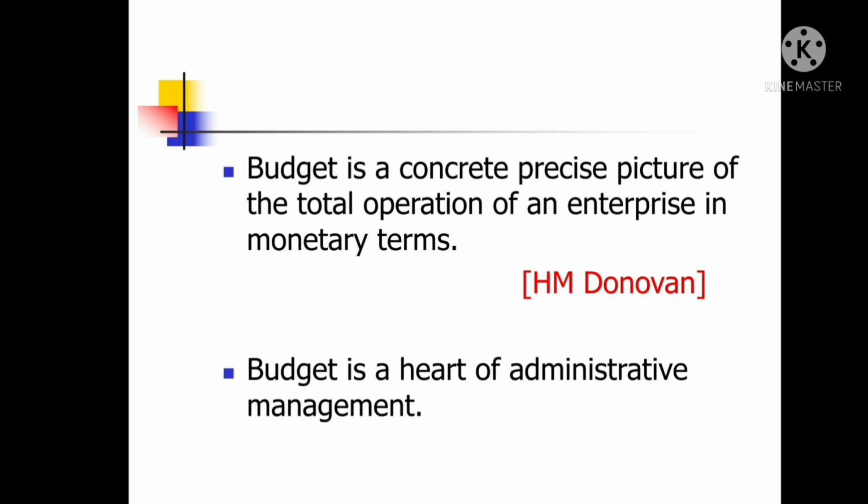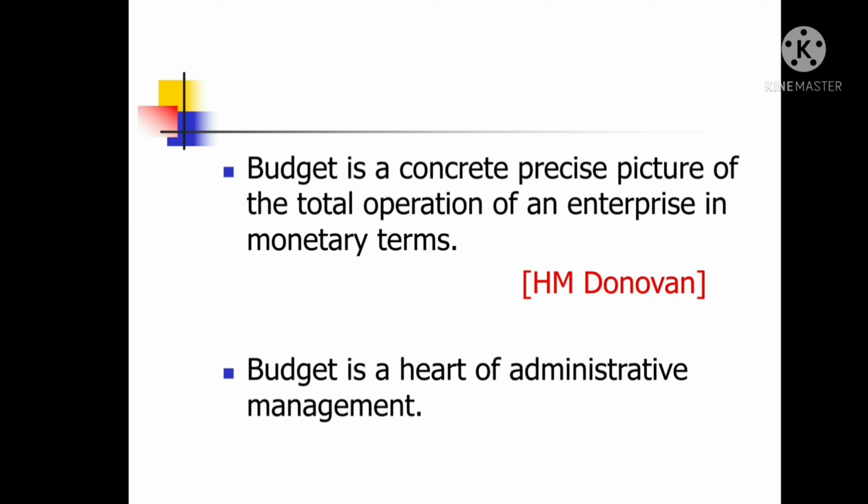Budget is a forecasting of the financial plan of any organization. So what is the definition of budget? It's given by H.M. Donovan. Budget is a concrete, precise picture of the total operation of an enterprise in monetary terms. So it is the total operation in money or financial terms that we are using here as a budget.